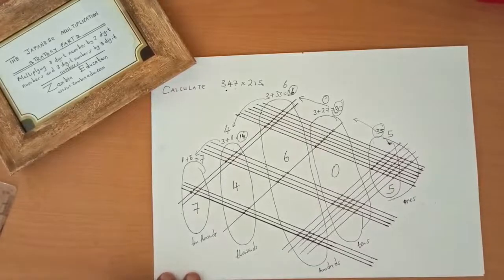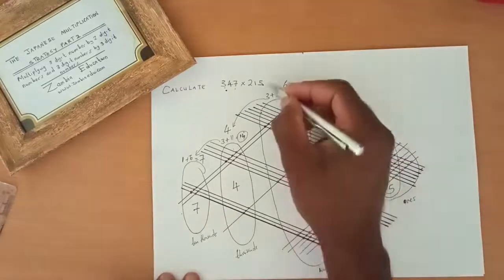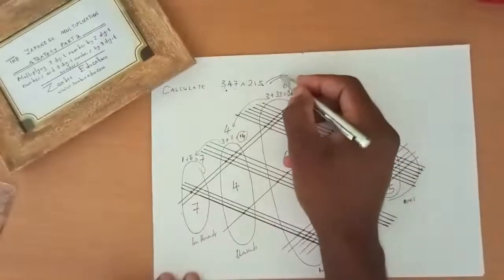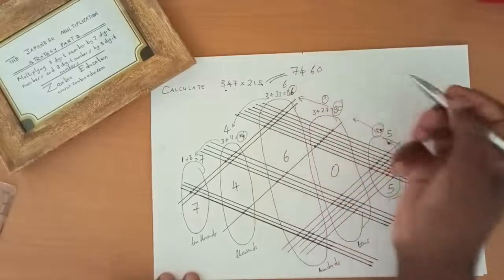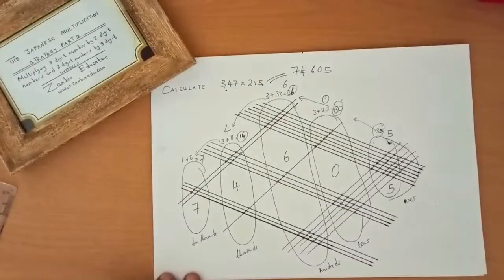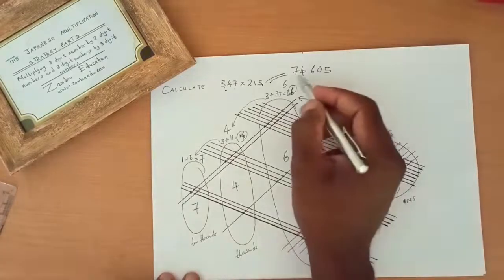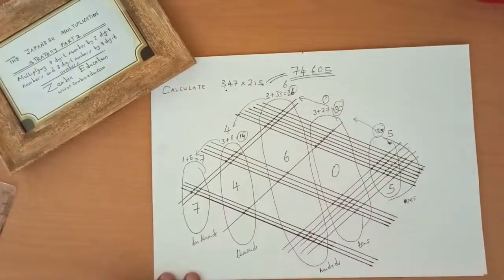So what then is our answer? Our answer is equal to 74,605. So in short, 347 times 215 gives us the answer 74,605, and that is our answer.